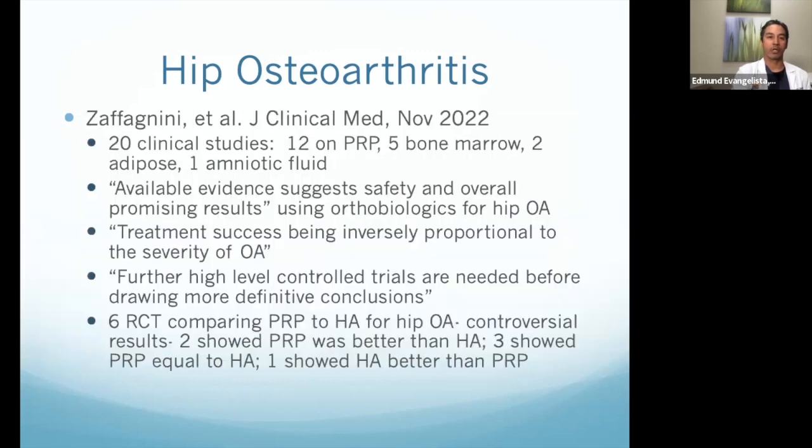So this review looked at 20 different clinical studies using orthobiologics. 12 of the studies were on PRP, 5 on bone marrow, 2 on fat, and 1 on amniotic fluid, which we can't use now because of the FDA guidelines.